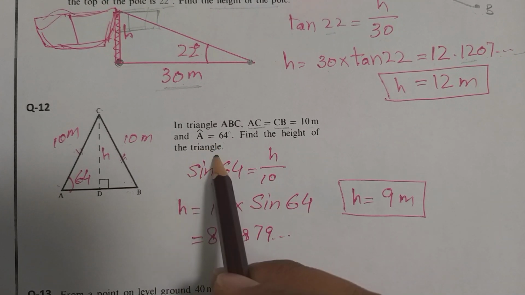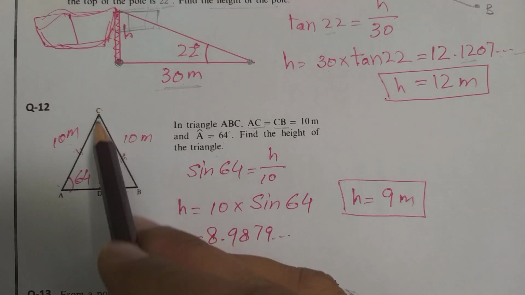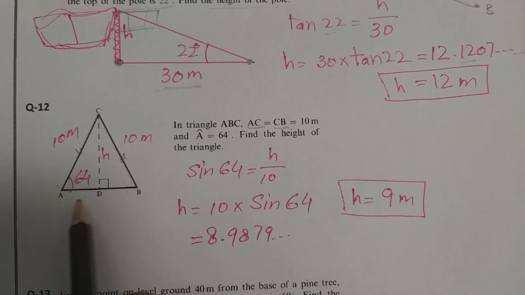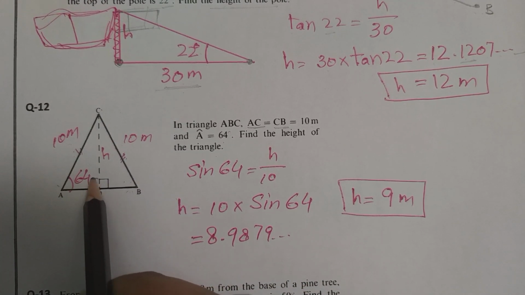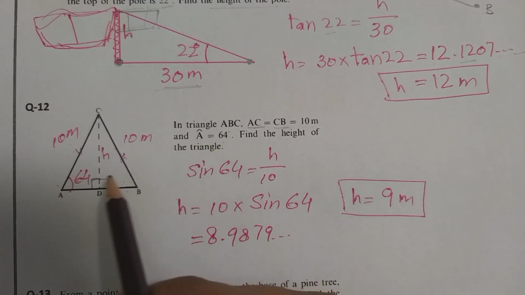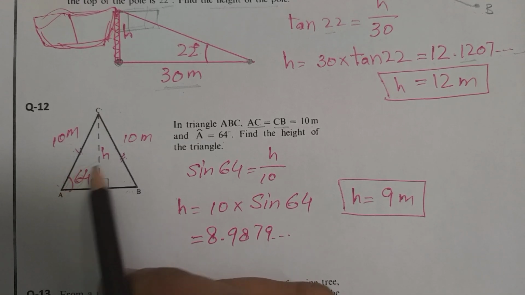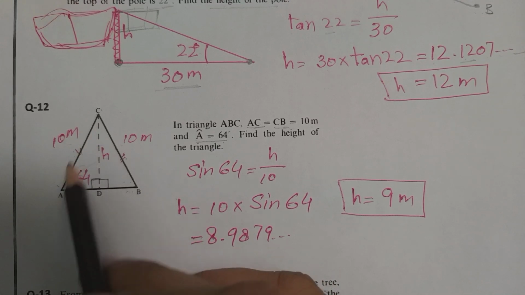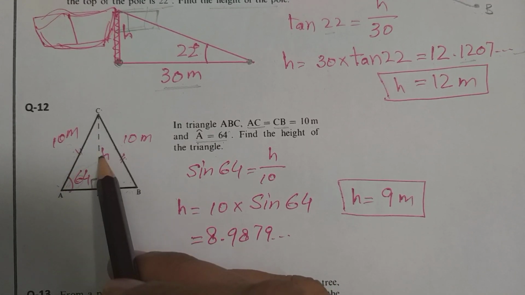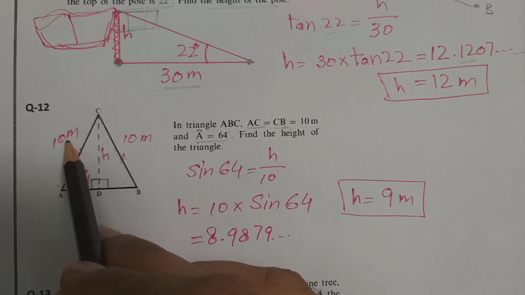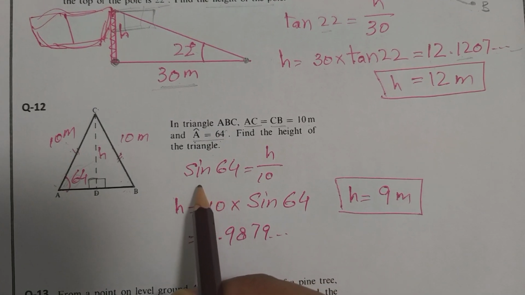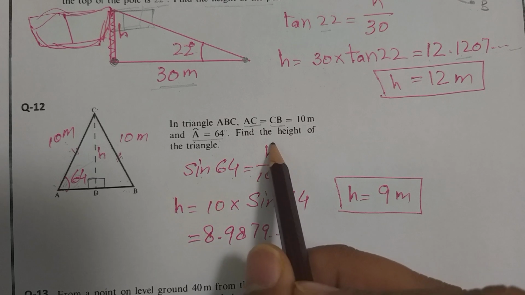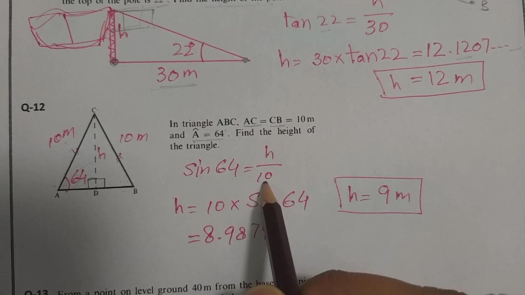Find the height of the triangle. We need to find the height of the triangle, which is CD. From C to D it's a perpendicular on AB, so it becomes 90 degrees here. This is the given angle, which is 64. According to this, this is the height and this is the hypotenuse. For height and hypotenuse, the function we use is sine. So with the given angle 64, sine 64 equals opposite over hypotenuse.